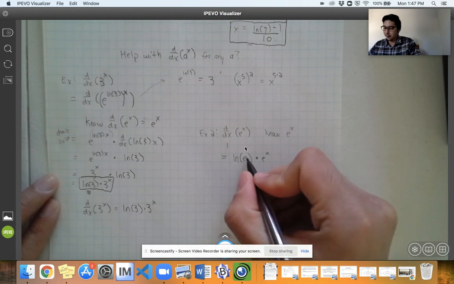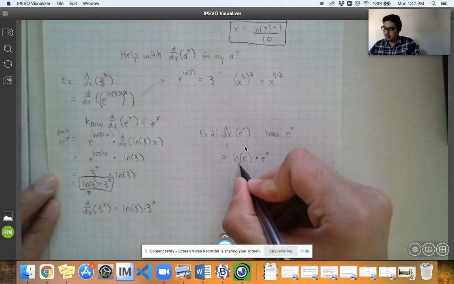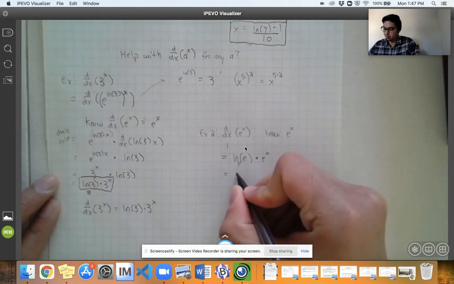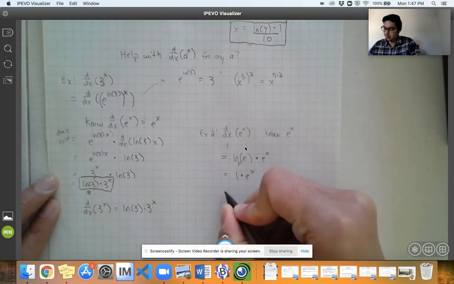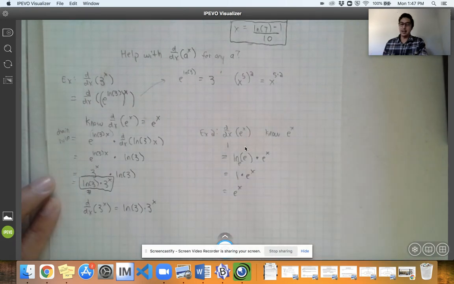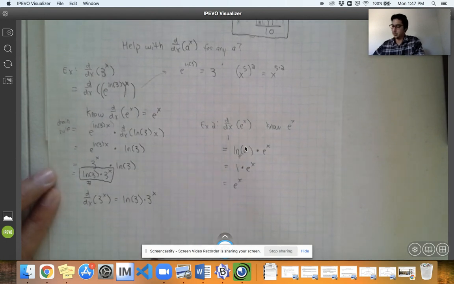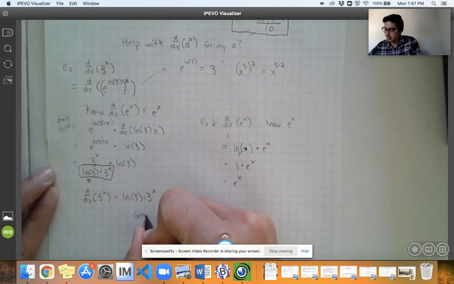But what's natural log of e? Remember that natural log of e, to what gives you e, is just 1. So that's 1 times e to the x, which is just e to the x. And there you have it. So what is that in general? Let's generalize this.